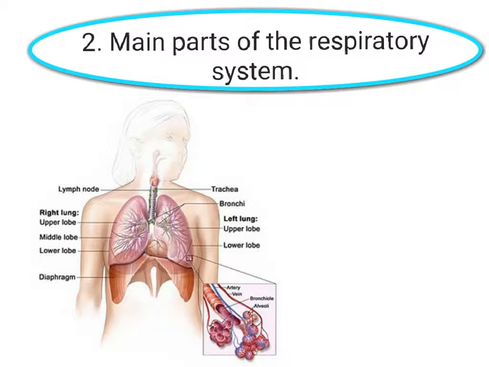Now we're going to talk about the main parts of the respiratory system. The nose and the nasal cavity. The nose is the primary opening for the respiratory system. The nasal cavity is a cavity within your nose filled with mucus, membranes, and hairs. The nose is used to inhale air into the body.